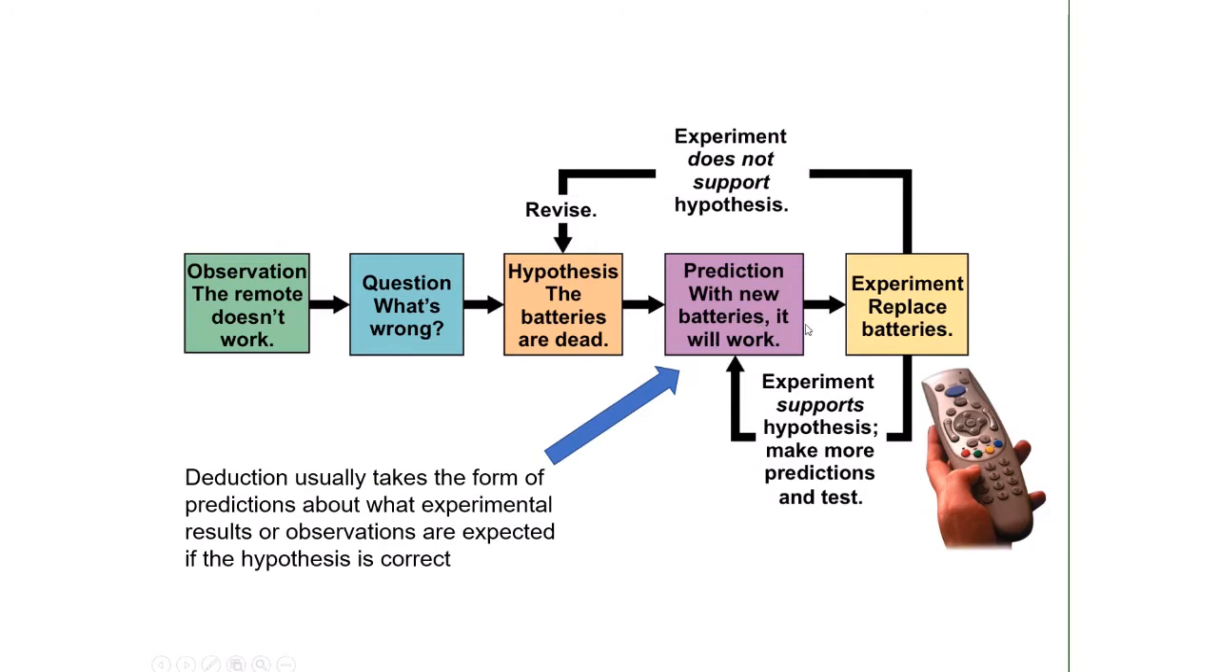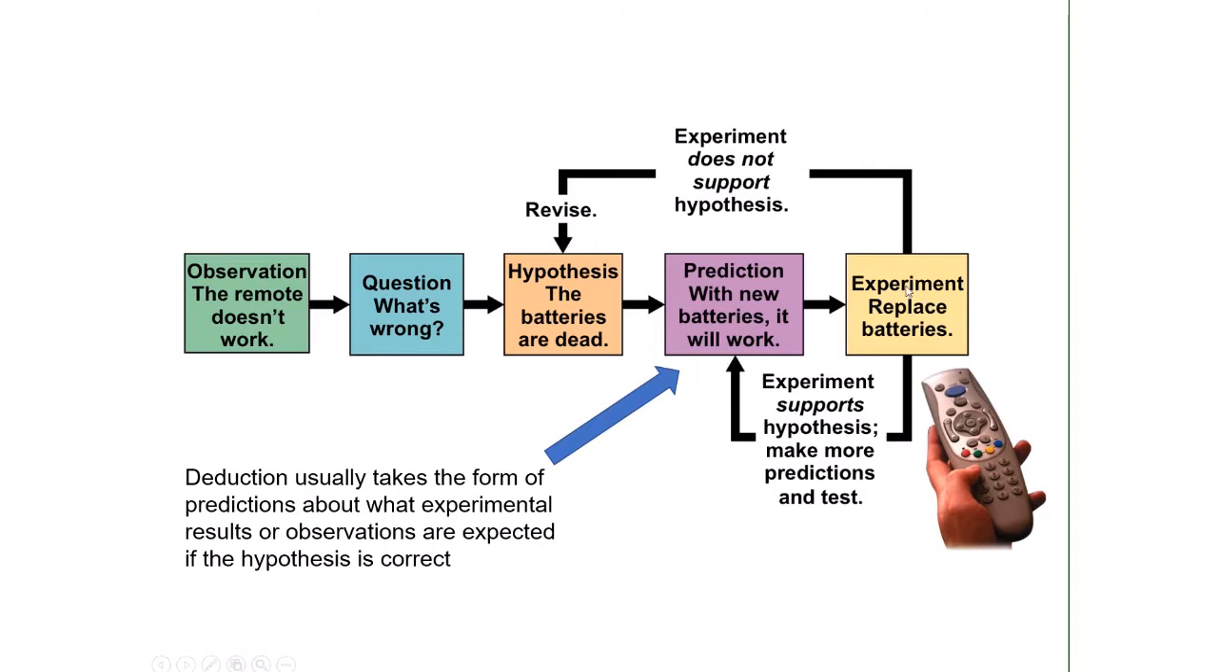And this is actually an example of deductive reasoning. So deduction usually takes place in the form of predictions about an experiment. So in this specific case, the general statement would be electronics run on batteries, and without the batteries they don't work. That's a general statement. And since the remote control is an electronic device and it's not working right now, replacing the batteries in it should fix the problem. So that's your prediction.